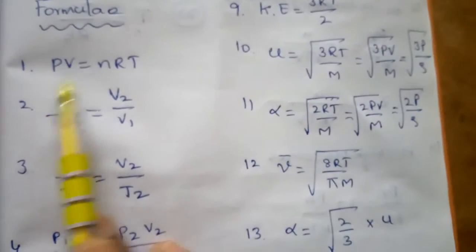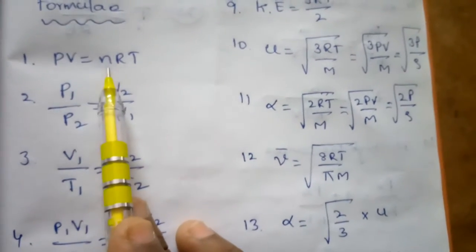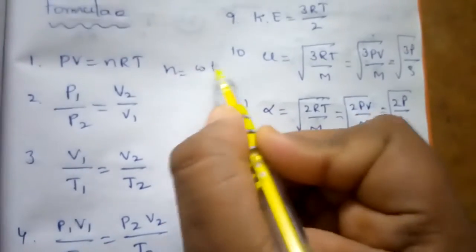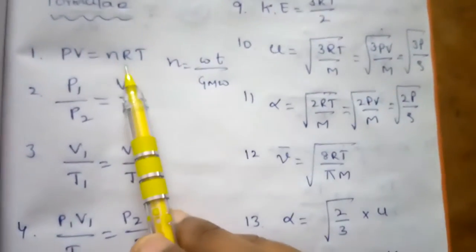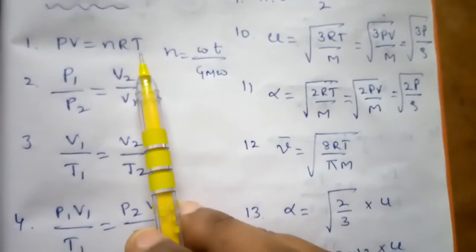The first one is the ideal gas equation, PV equals nRT, where P stands for pressure, V stands for volume, n for number of moles. The number of moles formula is n equals weight by gram molecular weight. I think you know about gram molecular weight. R stands for universal gas constant, T for temperature, and the temperature should be in Kelvin scale.